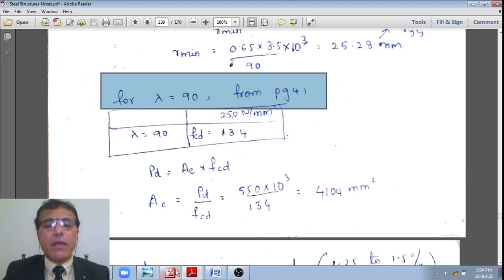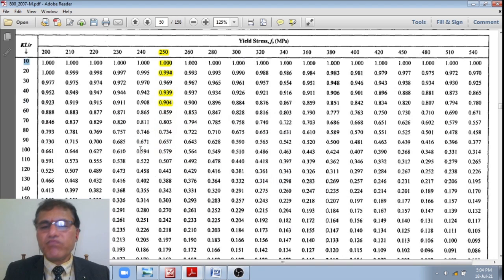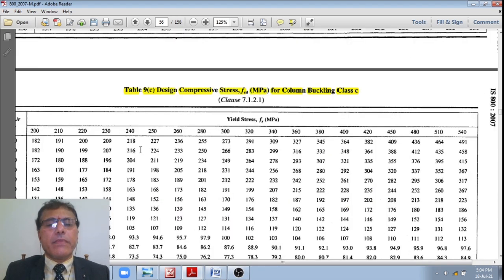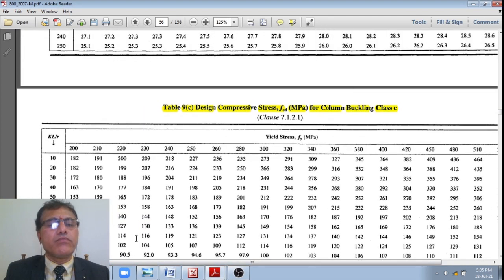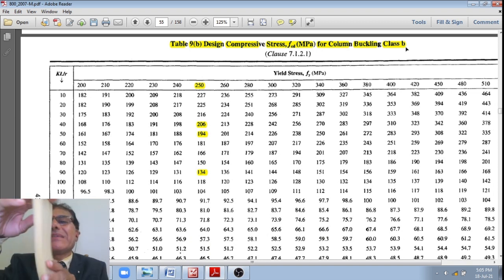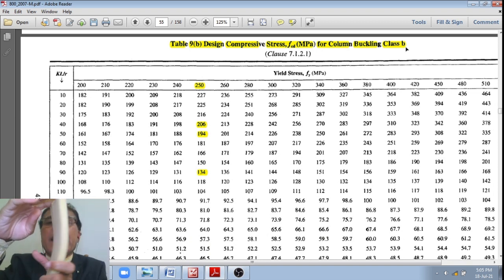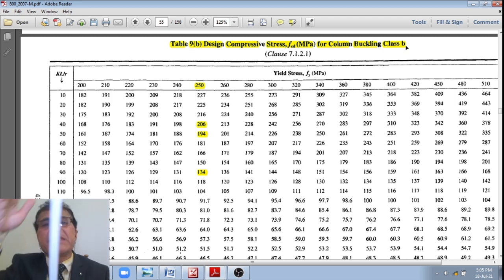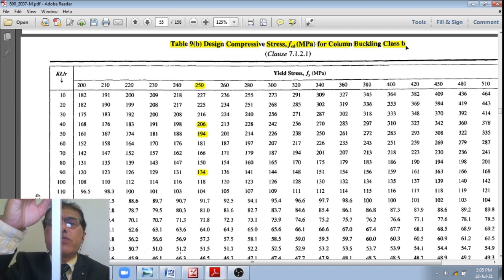Now let me go to this page number 41, student, right? I'm there on page number 41. Design compressive stress FCD for column buckling about minor axis. About the minor axis, it is class B. Therefore, about this minor axis, it is class B, student, right?